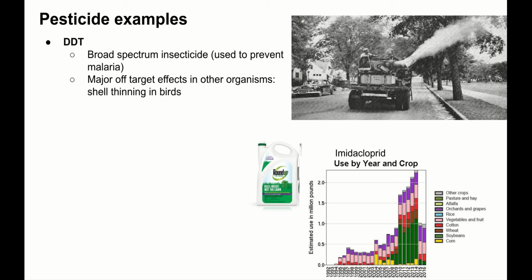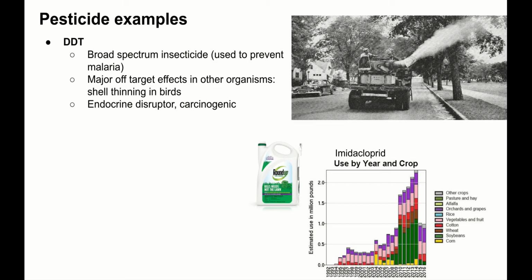This wasn't noticed for a little while, but what was happening was birds that were eating insects killed with DDT were not able to make thick shells. And when they laid their eggs and then roosted on top of their eggs to incubate them, their eggs were so thin that the weight of the bird cracked the eggs. And so bird populations plummeted as birds weren't able to successfully reproduce.